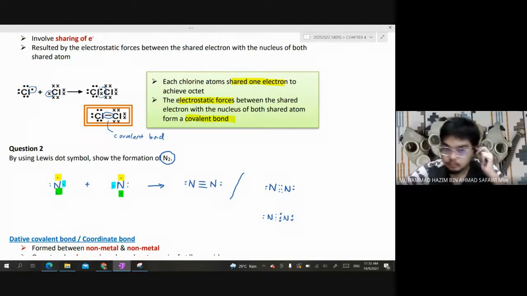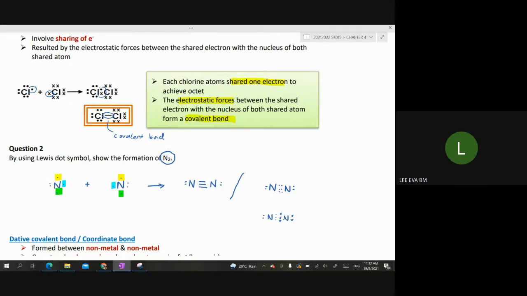Okay, any questions up until this part? So madam, we can actually represent both of the nitrogens with dots only instead of one dot, another one cross, just like the chlorine example here. Yeah, you choose yourself. You can use both dot, both cross, or one dot, one cross. So both are accepted.